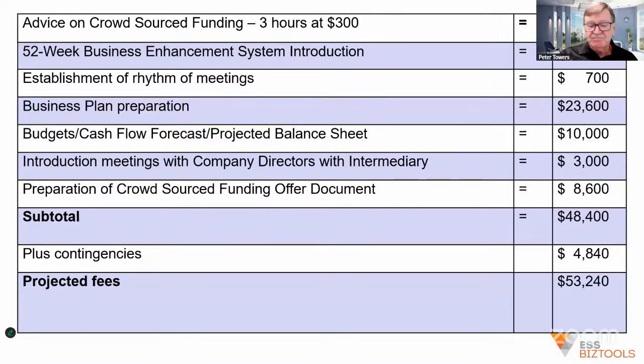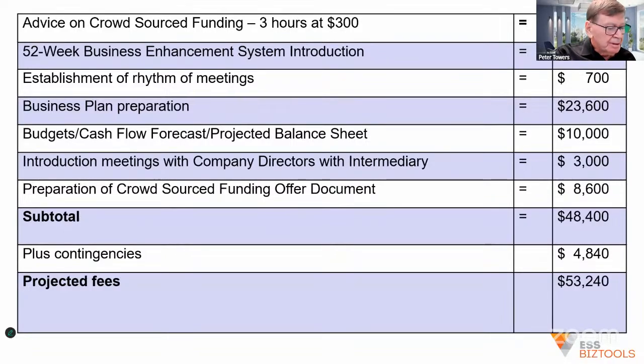But I'm saying 10 hours at $300 of my time communicating. Now, if your client wants you to travel and you're in Newcastle and you've got to go to Sydney or Melbourne to meet virtual, that's extra expense that has to be factored in there. But I've got $3,000 for that. The crowdsource funding offer documents, the prospectus for crowdsource funding, I'm saying that will cost $8,600. That was 20 hours of my time and 20 hours of my secretary's time to put all that together.